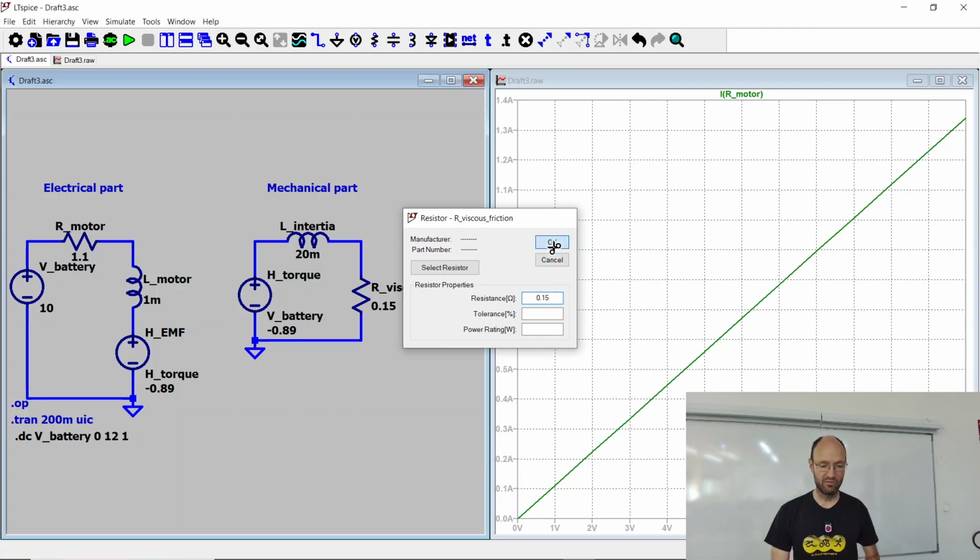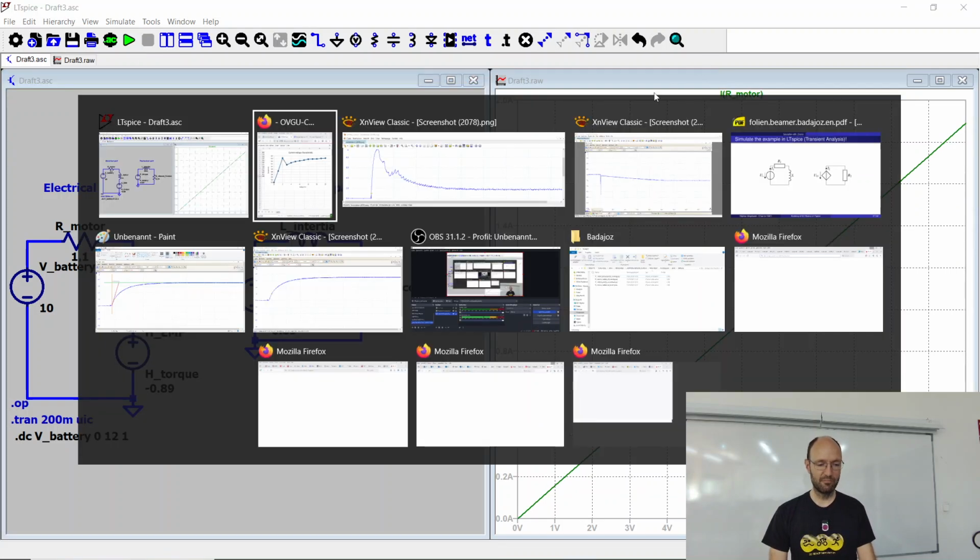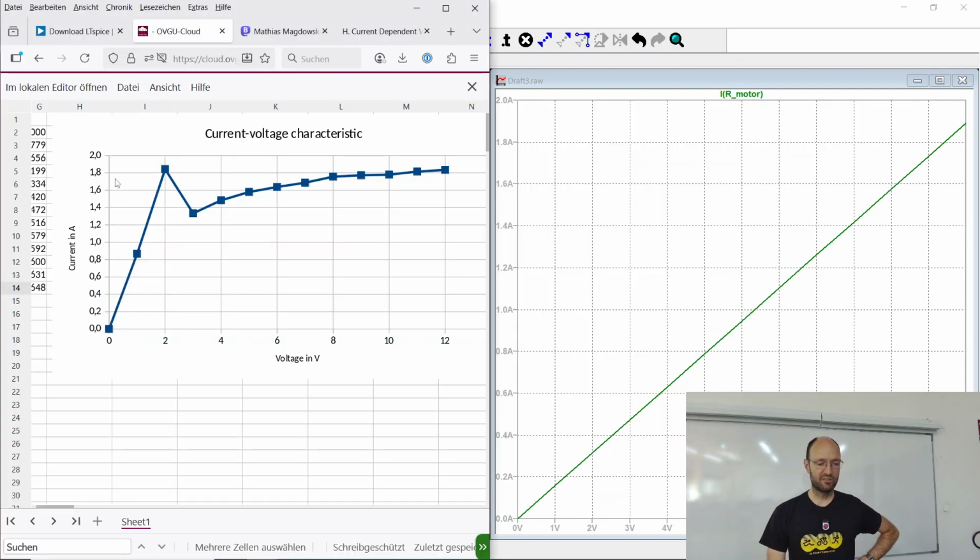If I go back to 0.15 and resimulate, then it's fitting better. So here we end up with something like 1.8 ampere. Here we're also ending up with something like 1.8 ampere, but we don't have this bend in between. So why do we have the bend here, and why don't we have the bend over there?